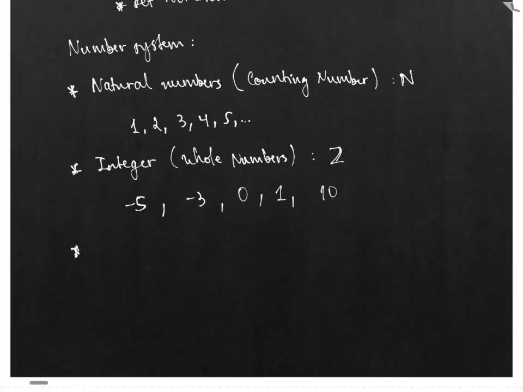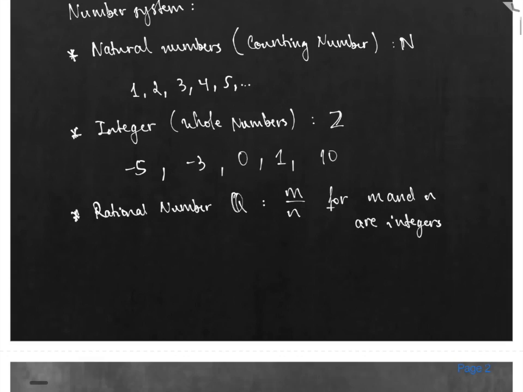The next number system that we go over in class is the rational numbers, denoted as capital Q. This number can be written as a fraction m over n, for m and n integers. For example, you have 2 over 3, 5 over 4. Also, rational numbers can be used to represent numbers with repeated decimals, such as 8.33 with the 3 repeated.